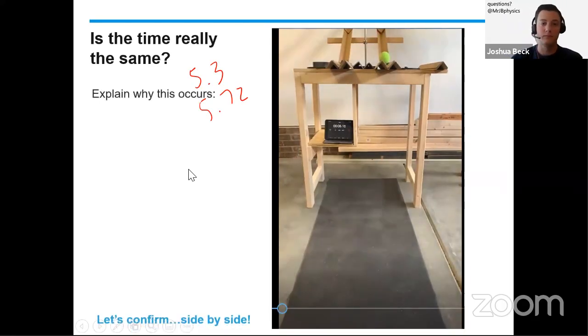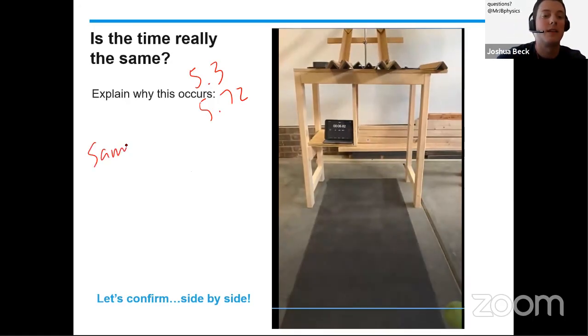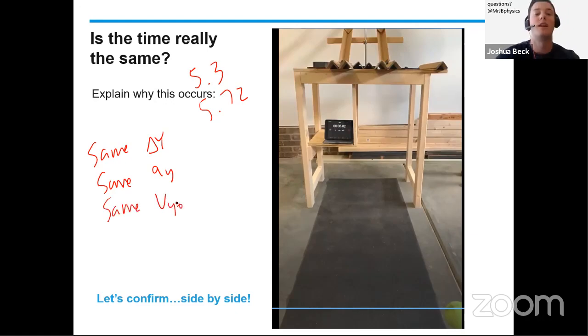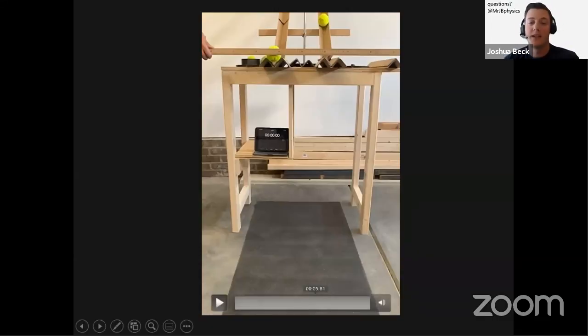Now, why does this occur? Well, because it's got the same vertical displacement. Okay, so it has the same delta y. It has the same y acceleration. And it has the same initial y velocity. If I change any of those things, then these aren't going to hit the ground at the same time. So it's got to fall the same vertical distance with the same starting velocity and the same acceleration. And because those are all the same, this is going to hit the ground at the same exact time. Now, here I'm going to do them simultaneously so you can confirm.